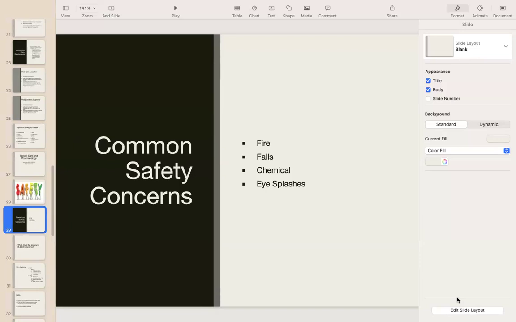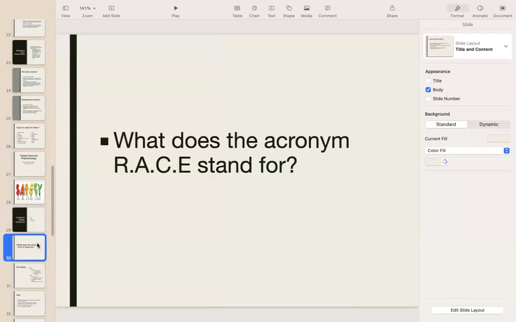Some common safety concerns that you may be aware of in your facility is number one, fire. The second one is falls. Third one is chemical. And then the fourth one is eye splashes. So does anybody know what the acronym RACE stands for? If you do, type it in the chat.